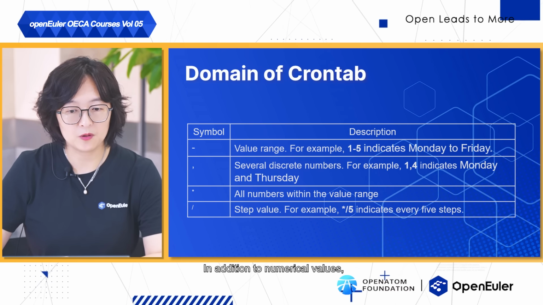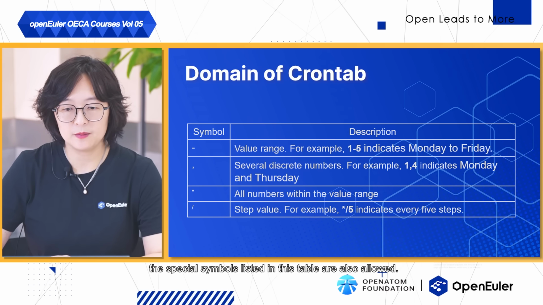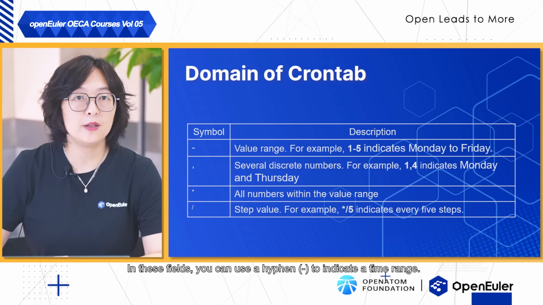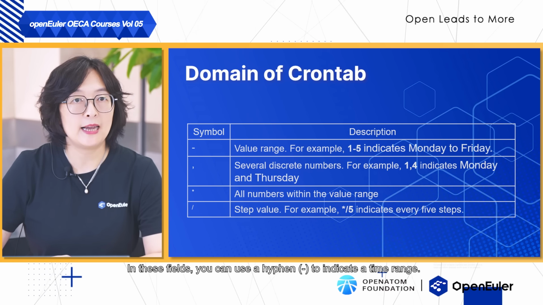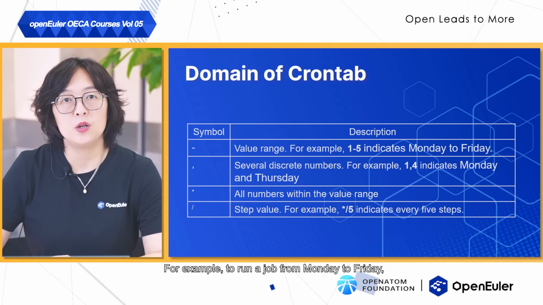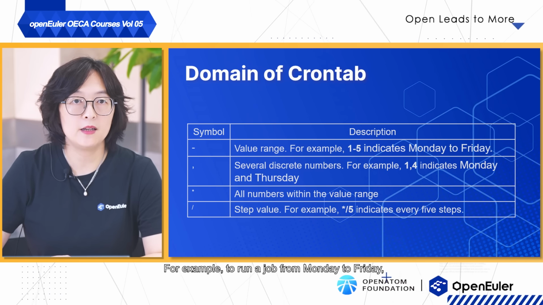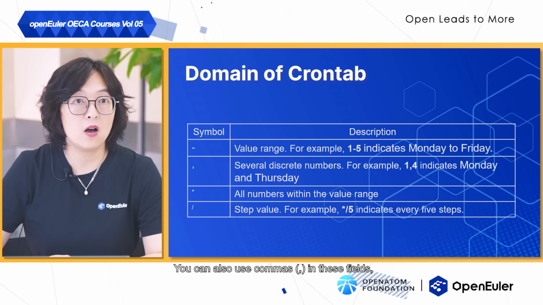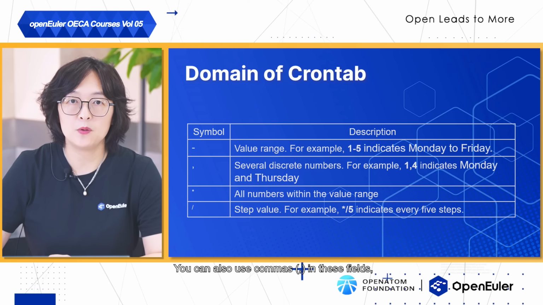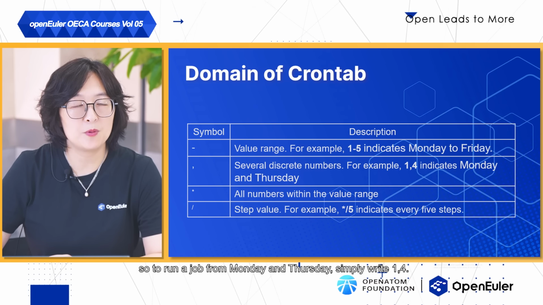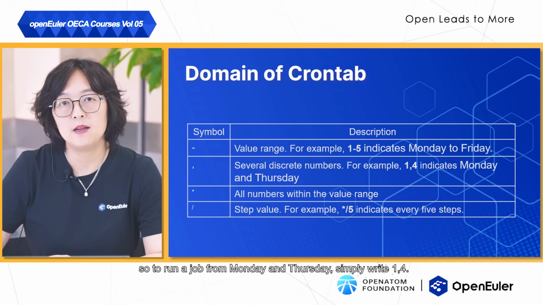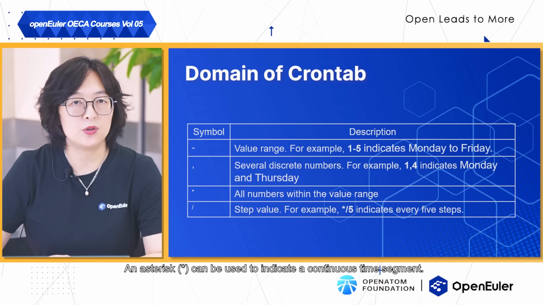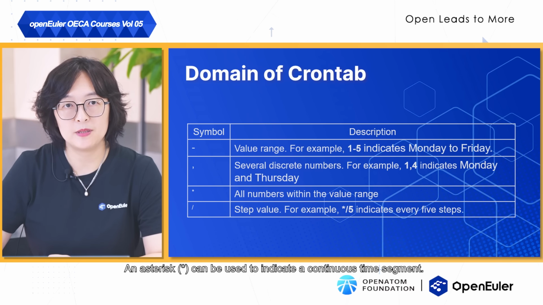In addition to numerical values, the special symbols listed in this table are also allowed. In these fields, you can use a hyphen to indicate a time range. For example, to run a job from Monday to Friday, write 1-5 in a weekday field. You can also use commas in these fields. So to run a job from Monday to Thursday, simply write 1-4. An asterisk can be used to indicate a continuous time segment.